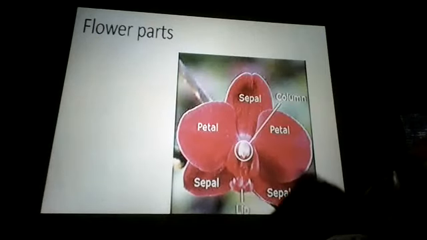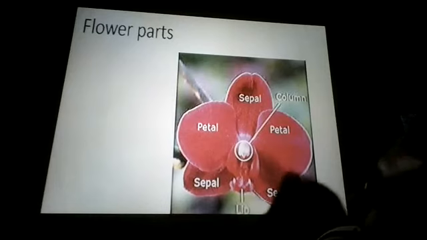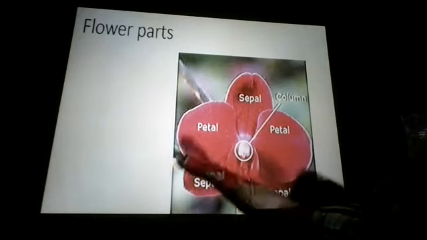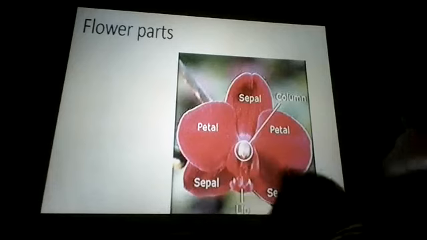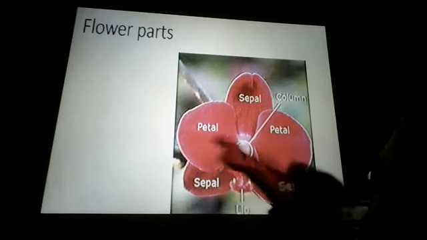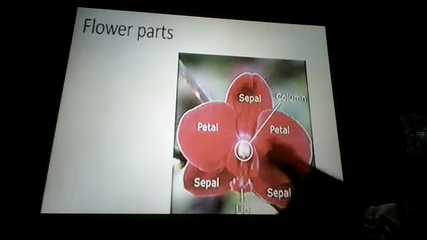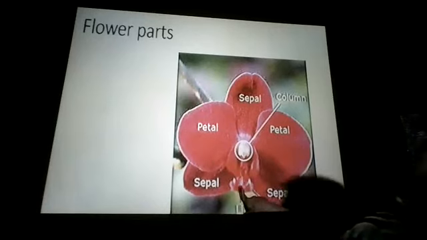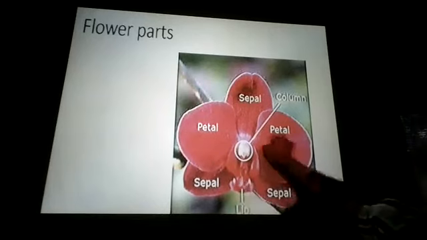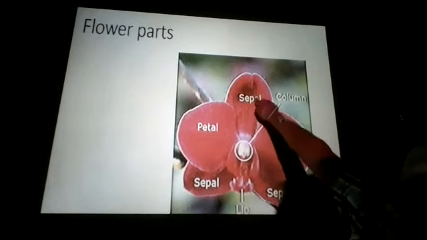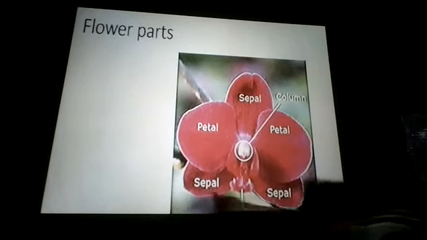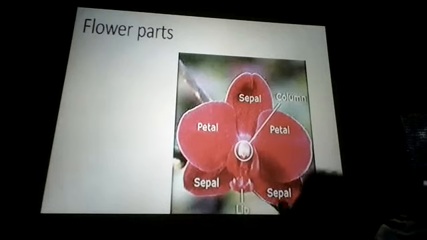Okay, these are the flower parts. When you look at a flower, the first things you see in front of you are the two petals and then the lip, which is also a petal. So you're going to have petal, petal, petal. And then in the back, you're going to have a sepal, and another sepal.